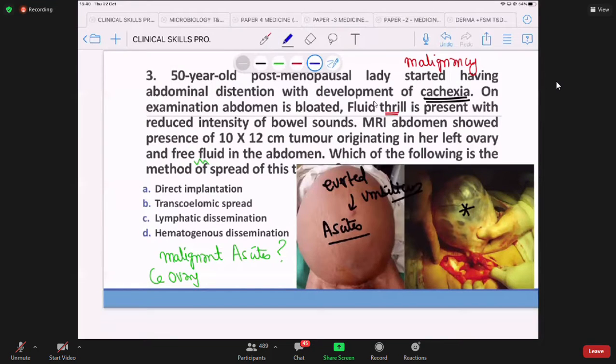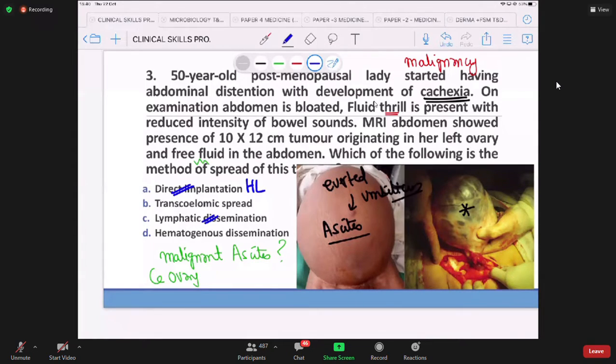You see, option A says direct spread. Direct spread is what you read in Hodgkin's lymphoma, where the cancer goes from one lymph node to another. So Hodgkin's lymphoma is an example of a direct or lymphatic spread. B says transcoelomic spread, that is spread via the coelomic cavity, that is the peritoneal cavity. So okay, maybe the answer. Let's read further. Lymphatic dissemination is again valid for seminoma or for Hodgkin's lymphoma.